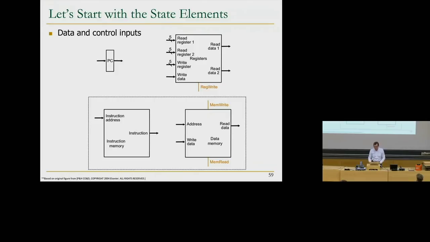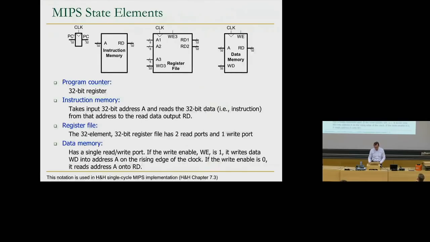And your book actually has similar building blocks. So these are the state elements that we have. You have the program counter, you have the instruction memory, and I've already defined this. You can read this on your own. The register file has 32 elements in MIPS. The 32-bit register file has 2 read ports and 1 write port. Here you have the write enable control signal. And data memory has a single read-write port. And I think we've already discussed this.